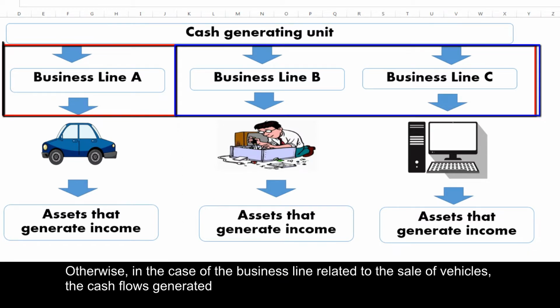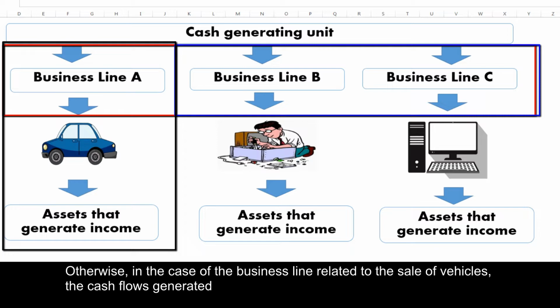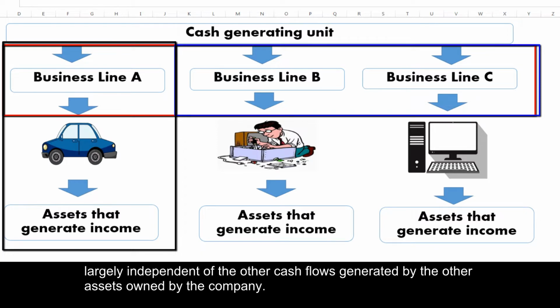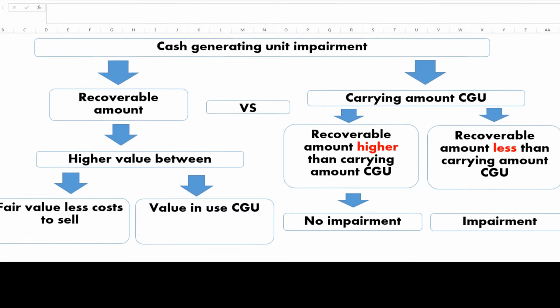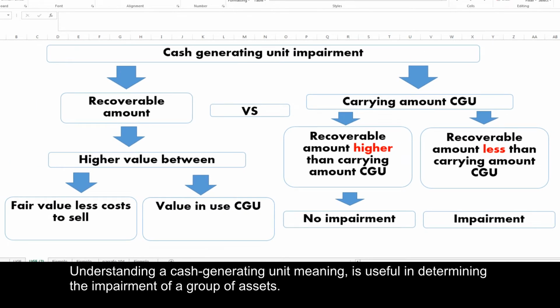Otherwise, in the case of the business line related to the sale of vehicles, the cash flows generated are largely independent of the other cash flows generated by the other assets owned by the company. Understanding a cash-generating unit meaning is useful in determining the impairment of a group of assets.